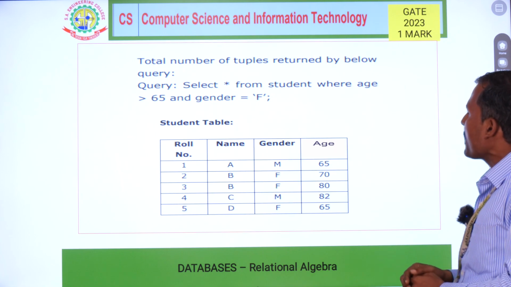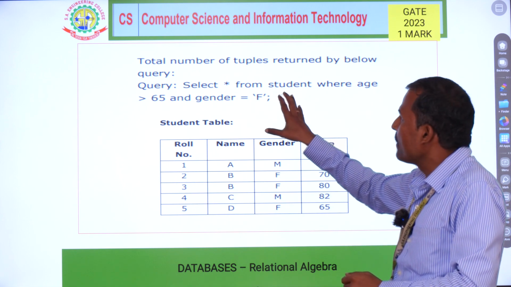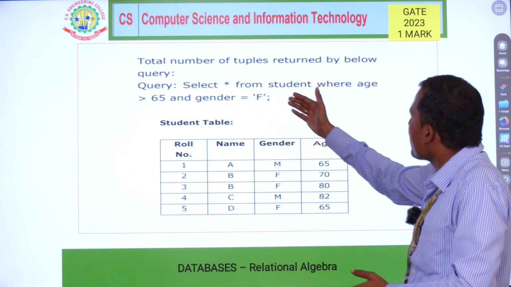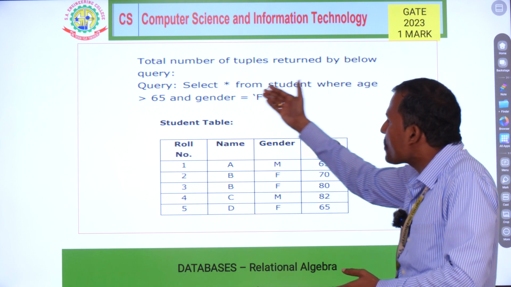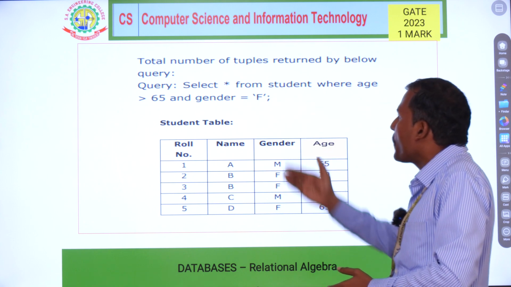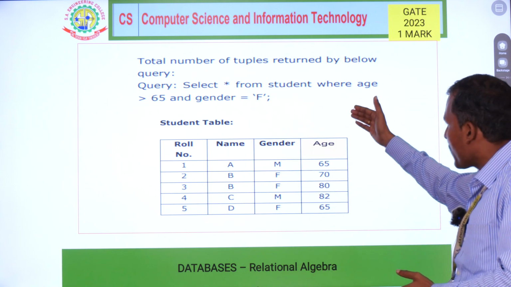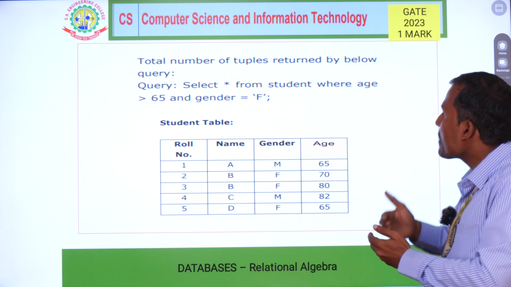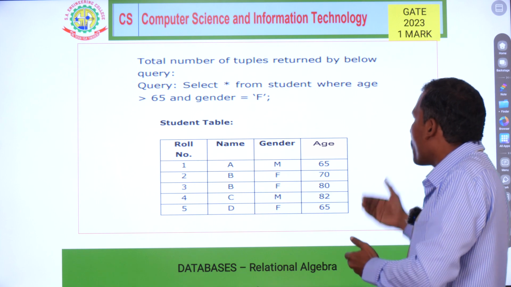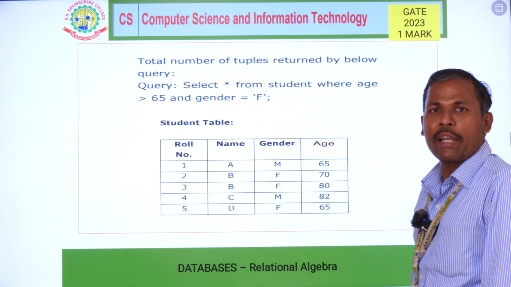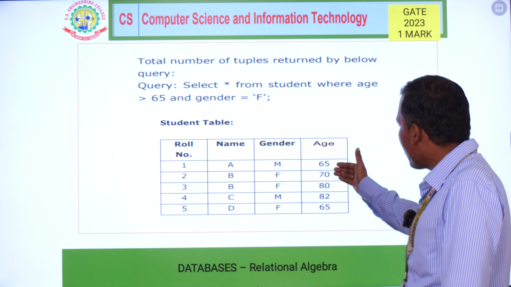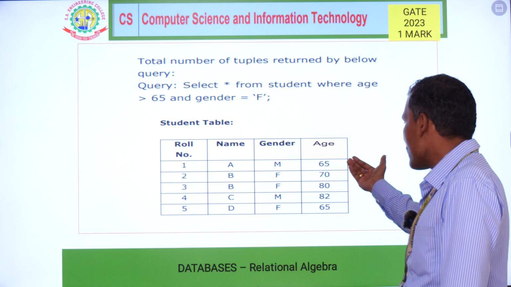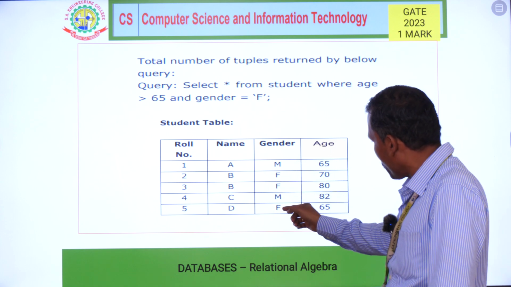And the next question is, I have a SQL query here. The total number of tuples returned by the below query. The query is: select star from student table where age greater than 65 and gender is equal to F. So this is what my student table is all about. I just want to retrieve all students whose age is greater than 65 and gender is equal to F. So we have 2 female students with age 70 and 85, and my constraint is age should be greater than 65. Sorry, I didn't notice the last student.